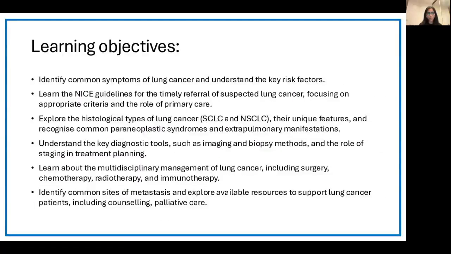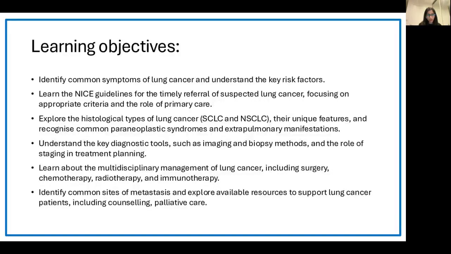Okay, so some of the key learning objectives today would be identifying the common symptoms of lung cancer and identifying the key risk factors. We'll go over the NICE guidance as well for referral for suspected lung cancer and the role of primary care as well. Histology is very important for lung cancer, so we'll go over the different histological types like small cell lung cancer and non-small cell, their unique features as well, and some of the paraneoplastic syndromes and some of the complications that can happen with specific types of lung cancer.